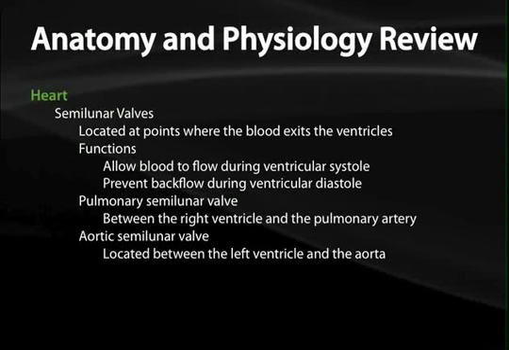The semilunar valves are located at points where the blood exits the ventricles. Their function allows the blood to flow during ventricular systole and to prevent any backflow during ventricular diastole. The pulmonary semilunar valve is located between the right ventricle and the pulmonary artery, and the aortic semilunar valve is located between the left ventricle and the aorta.